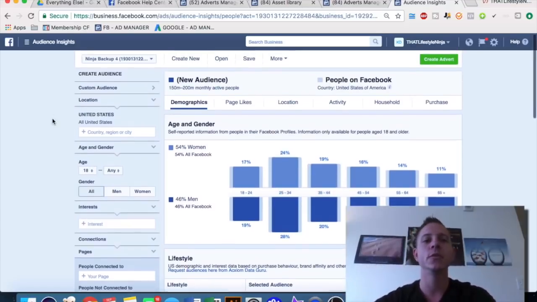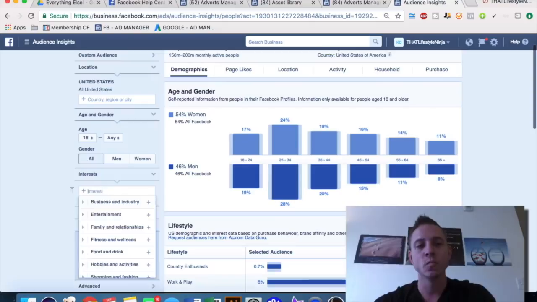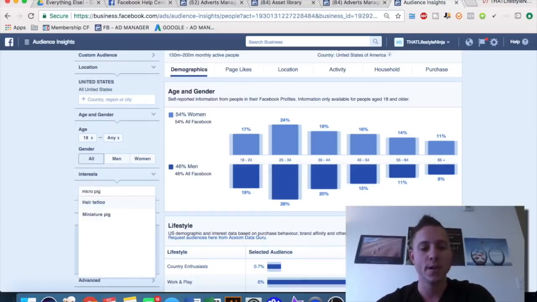So what we use Audience Insights for, it can look a little bit complicated, right? But it's not that complicated once you kind of understand it. This is the most important section right here, interests. So we're going to try to get lucky here with a micro pig. Oh, wow.